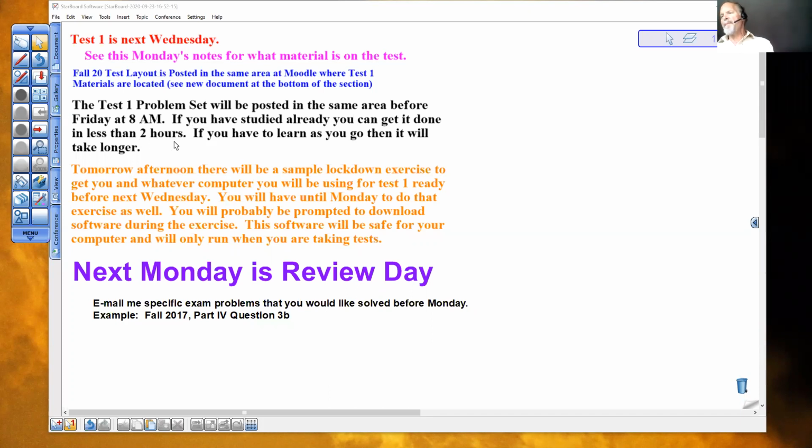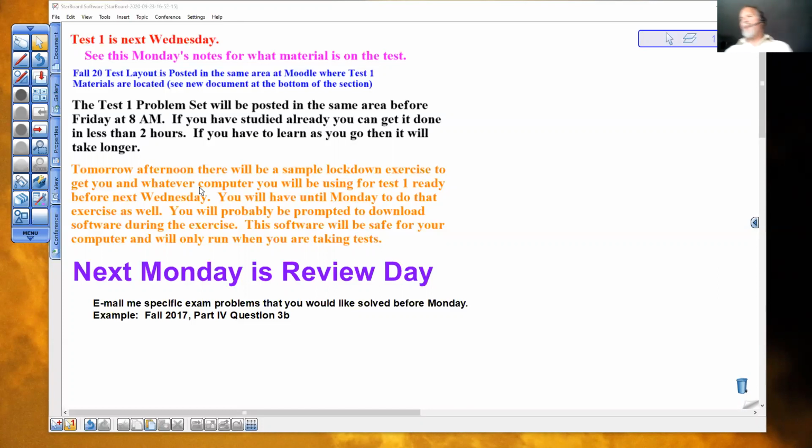Judging from the content on the problem set, if you've finished your studying and you start the problem set, it'll probably take about 2 hours. If you have not started studying or only studied partially, then you're going to have to be learning as you go. Ideally, that's not the best way to do it, but it's not going to hurt your outcome on the test one problem set. It's just going to make you have less time to study after you've finished the problem set before Wednesday.